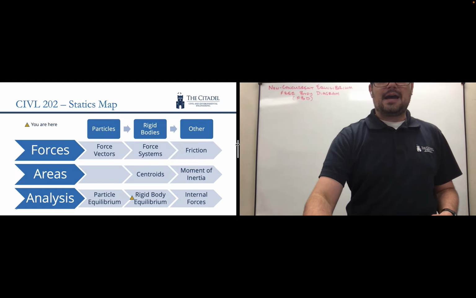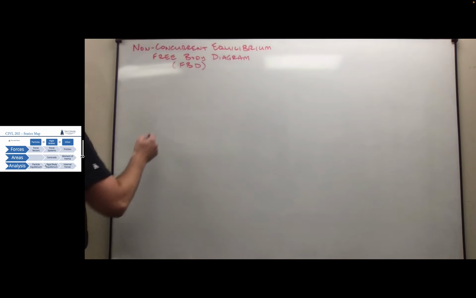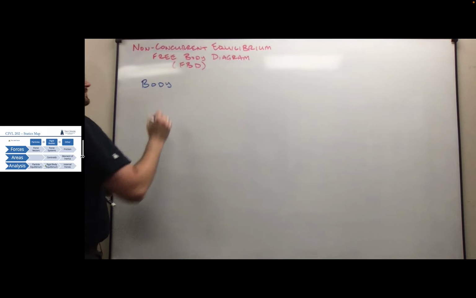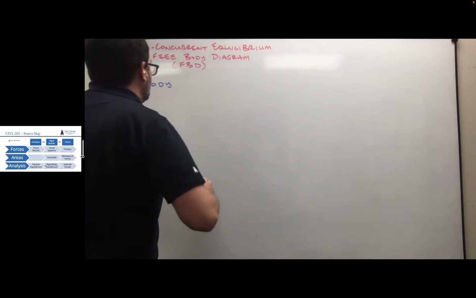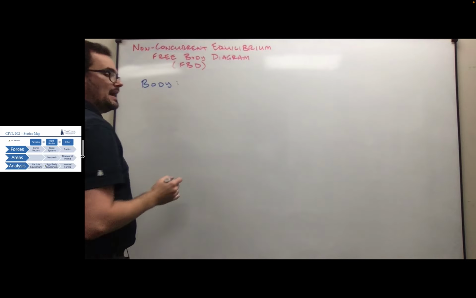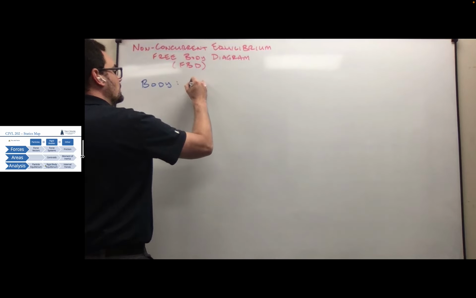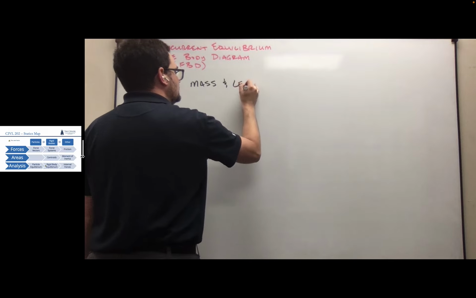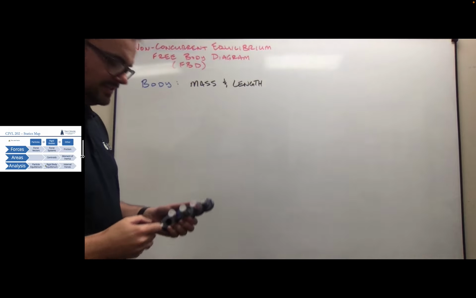So let's lay out our steps to our free body diagrams. If we recall free body diagrams, we follow the acronym BEARD, and we're going to continue to do so. So the B in BEARD stands for body. And remember, we're now modeling these not as mathematical particles, but as rigid bodies, meaning that we're going to track both the mass and length of our objects, of our things. So that's the first thing we need to draw.